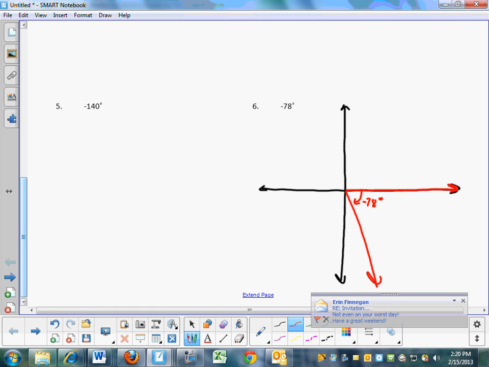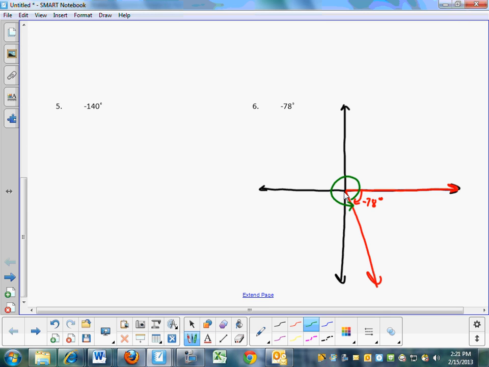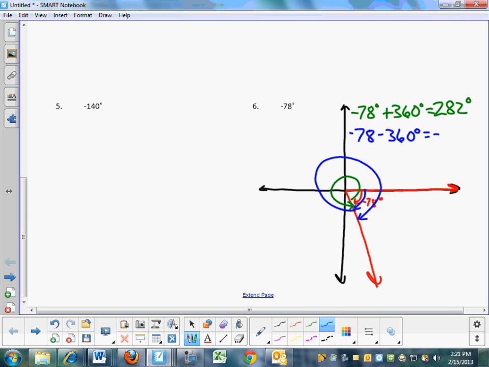Negative 78 degrees. So I can do negative 78. That's my theta. And then I can add 360 to it. Negative 78 degrees plus 360 is what? 282. Or I can do theta, which is negative 78, and then subtract off 360 more. And that'll be negative 438. What do you think? Does that make sense?